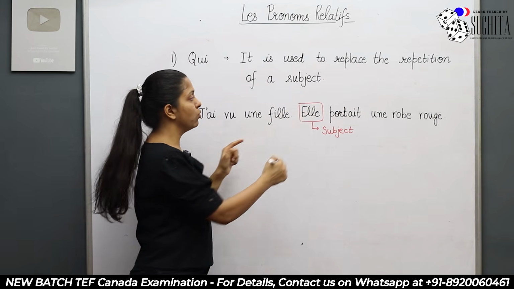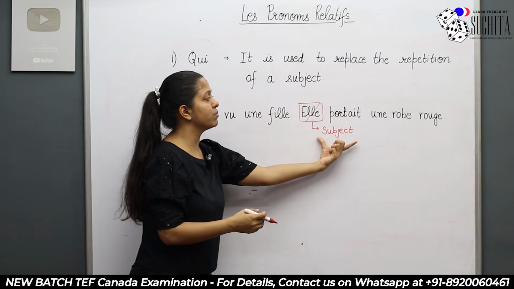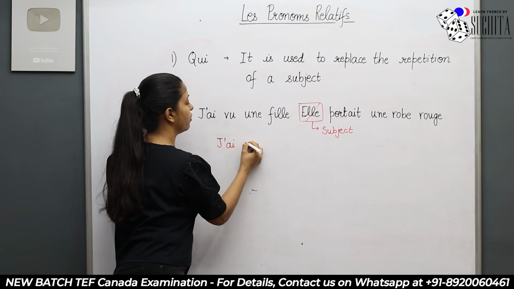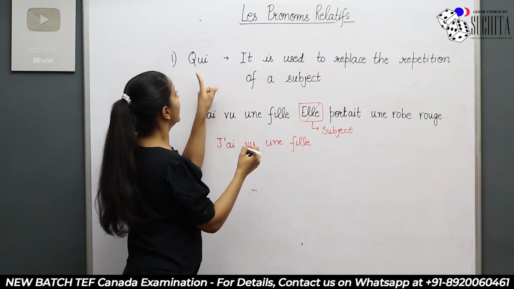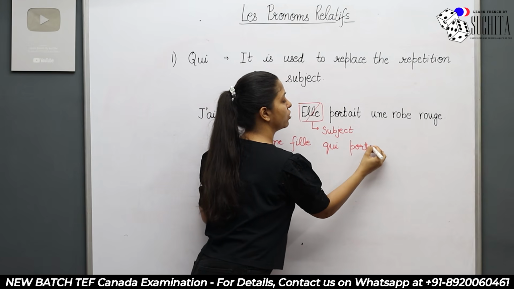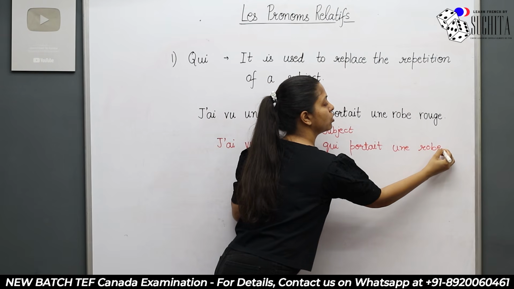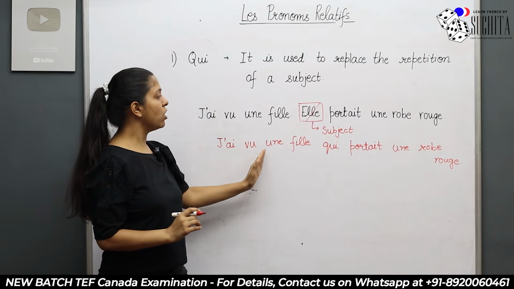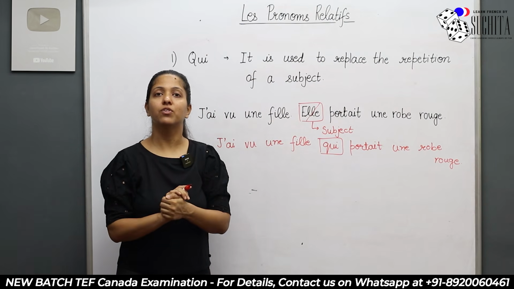Now, I want to remove elle from my sentence. I want to join the 2 sentences, and elle is my subject as per the second sentence. So, my final sentence will look something like this. J'ai vu une fille qui portait, and the rest of the sentence will remain the same. Qui portait une robe rouge. Right? So, I saw a girl who was wearing a red dress. So, here I have used the pronoun relative qui.